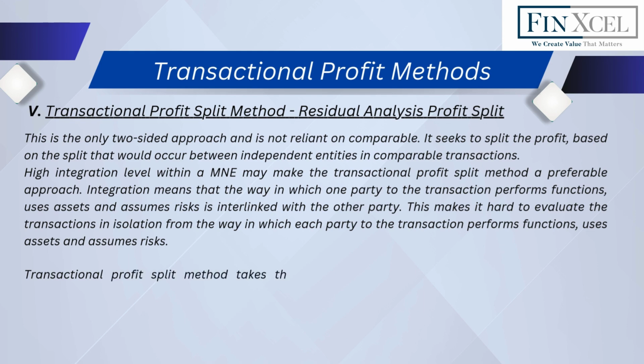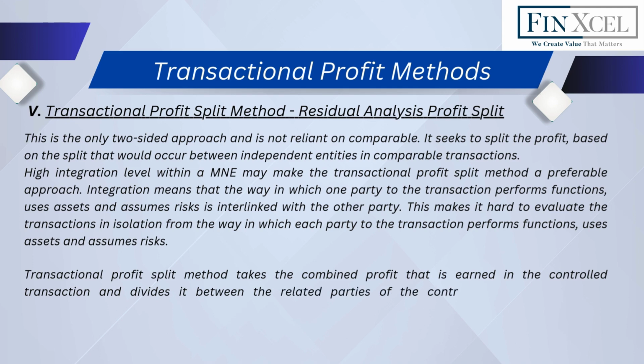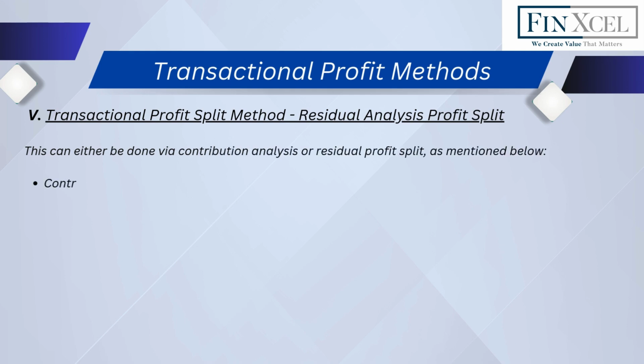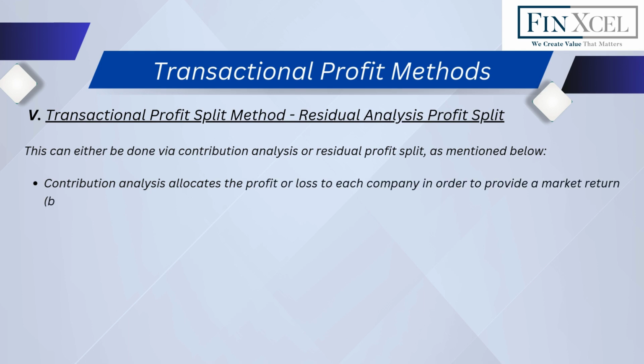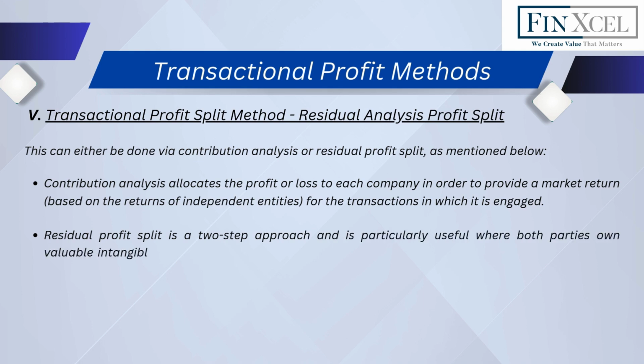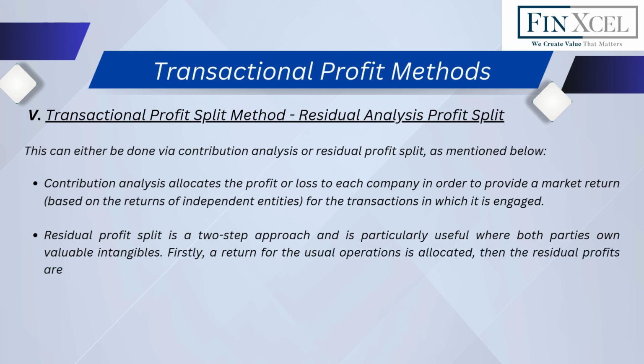Transactional profit split method takes the combined profit that is earned in the controlled transaction and divides it between the related parties of the controlled transaction on an economically viable basis. This can either be done via contribution analysis or residual profit split, as mentioned below. Contribution analysis allocates the profit or loss to each company in order to provide a market return, based on the returns of independent entities, for the transactions in which it is engaged. Residual profit split is a two-step approach and is particularly useful where both parties own valuable intangibles. Firstly, a return for the usual operations is allocated, then the residual profits are split amongst the difficult-to-price functions such as intangibles.